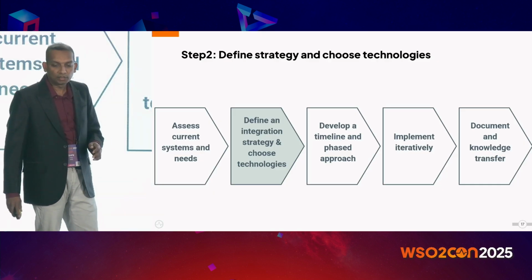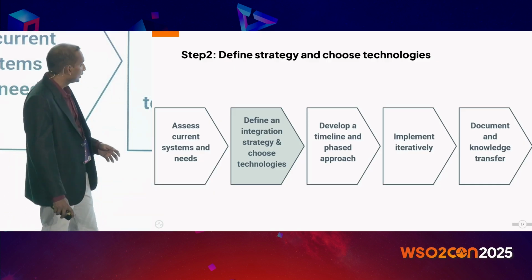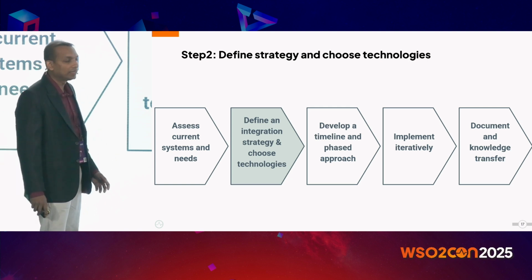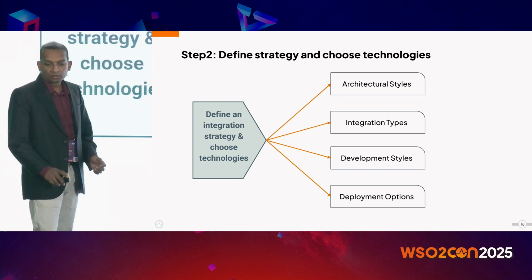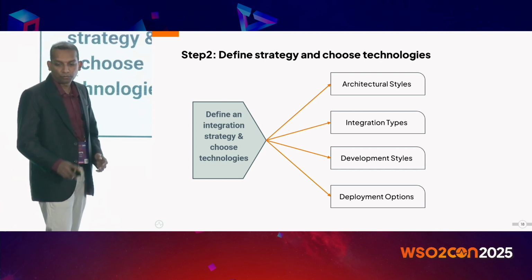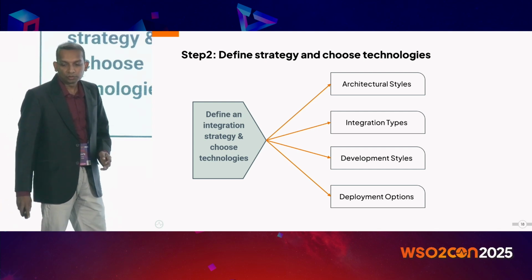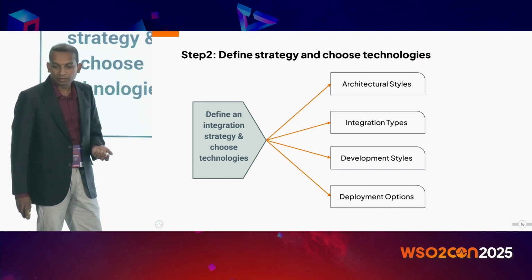Okay, so let's move on to the second step. It's about defining the integration strategy and choosing technologies. Under that, I have 4 different things to do. The first one is selecting the architectural style.